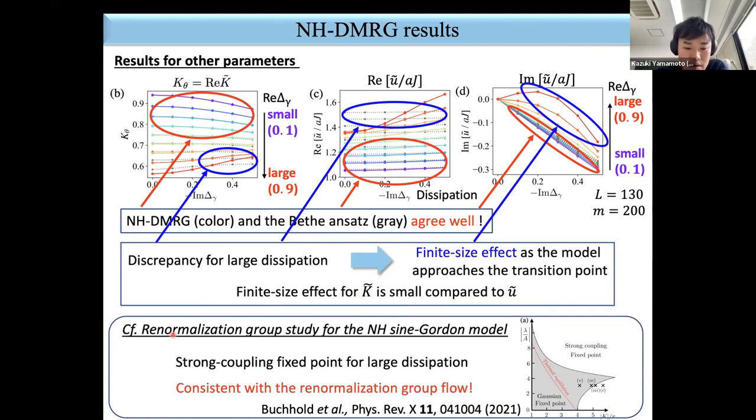Okay, finally, I note that the renormalization group study for the non-Hermitian sine-Gordon model was done by another research group in Germany, and it was published in this paper. This is the phase diagram with respect to the Tomonaga-Luttinger parameter and the amplitude of dissipation. And we can see that when we increase the dissipation rate, the system goes into the strong coupling fixed point for large dissipation. And this type of renormalization group flow is consistent, as I already told you, with the non-Hermitian DMRG results, because when we increase the dissipation rate, the system goes into the strong coupling fixed point, and the finite-size effect becomes large.